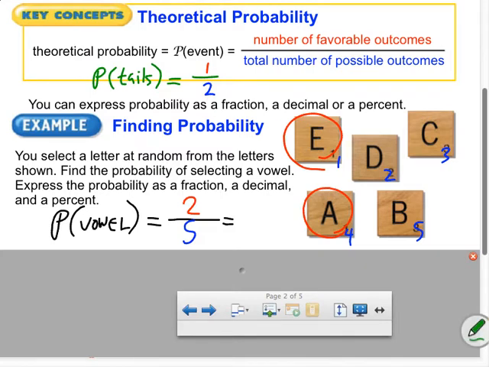So we would have a decimal, and the decimal would be 40 hundredths. 40 hundredths. Is there a better way we could say that? 4/10. I heard it. Thank you. 4/10. And then how would I write that as a percent? 40%.